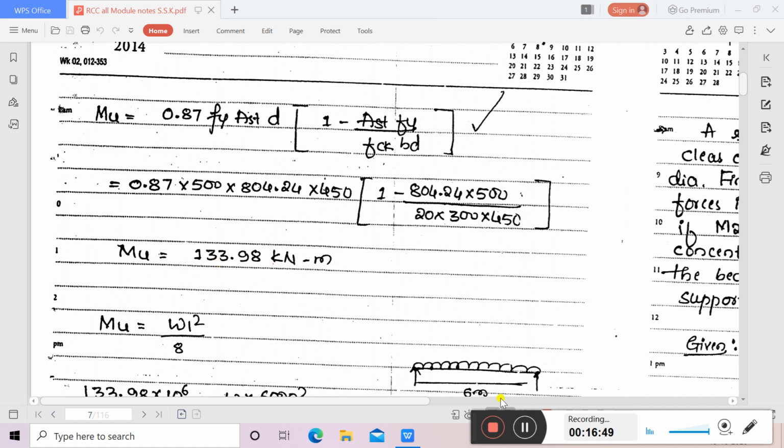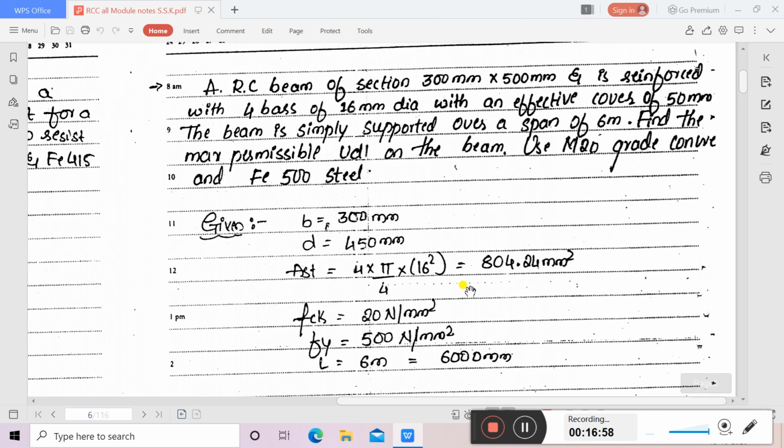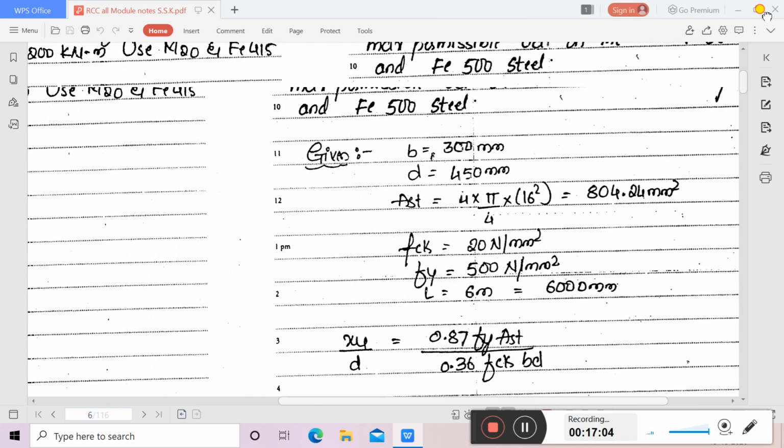you get a moment of 133.98 kilonewton meter. Whereas what is said is you need to find the maximum permissible UDL on the beam for a span of 6 meter. The beam is simply supported over a span of 6 meter, as he has given.